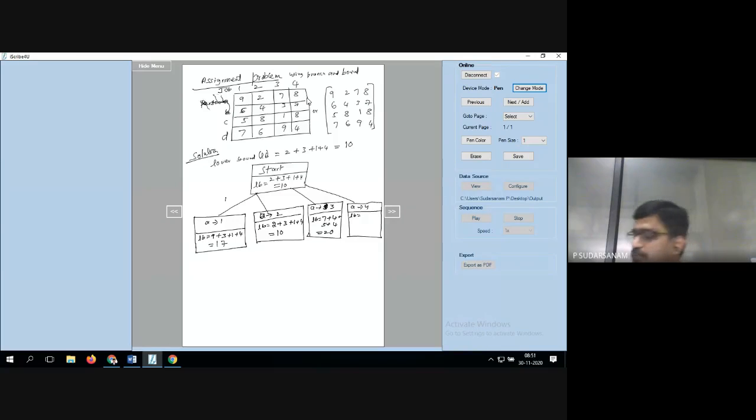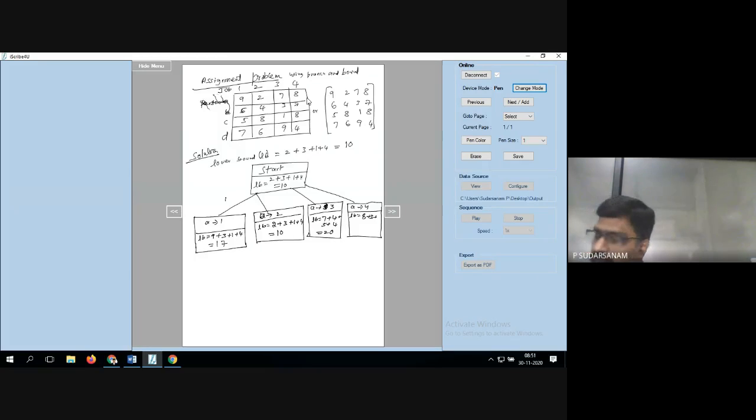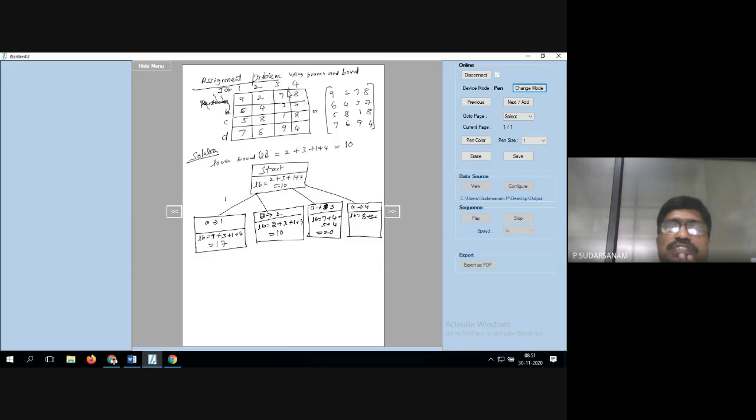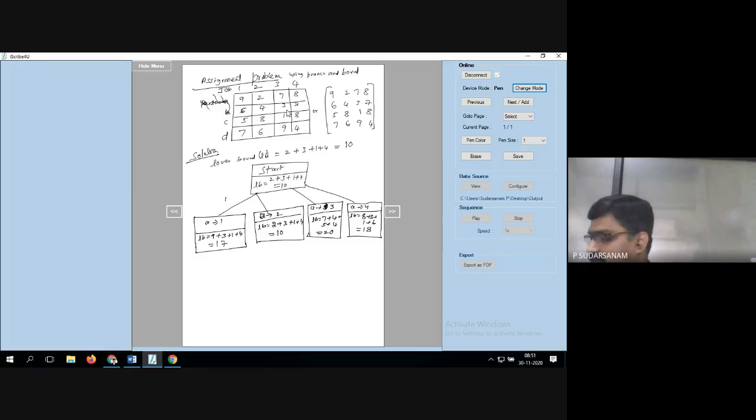A is equal to 4 means lower bound is equal to 8 plus 3. Very good. Once you take this 8, this row and this column cannot be taken for the minimum value. The remaining you can take. So 3 plus 1 plus 6. How much? 18, sir. Very good.